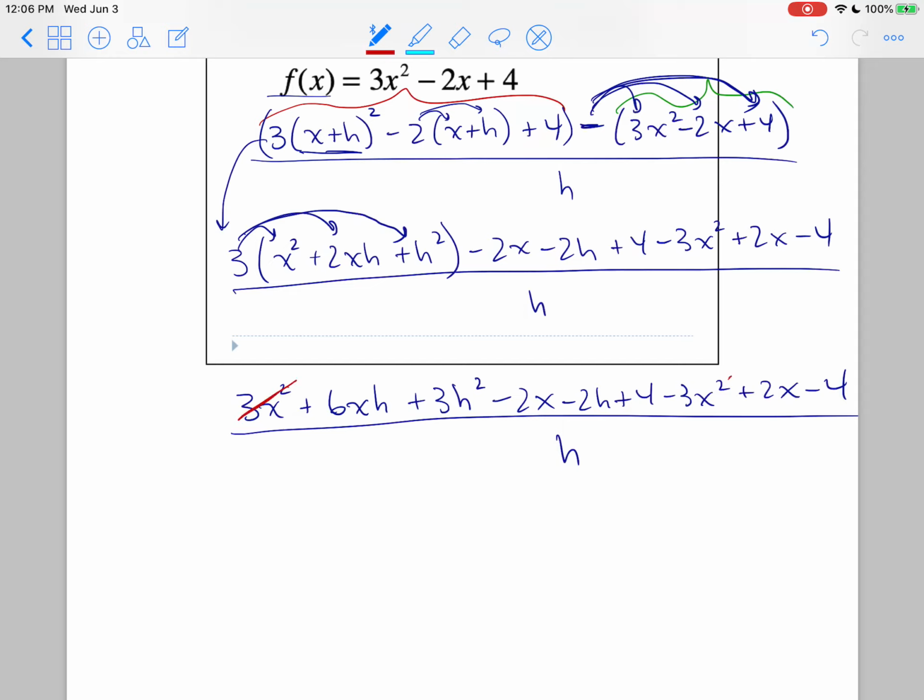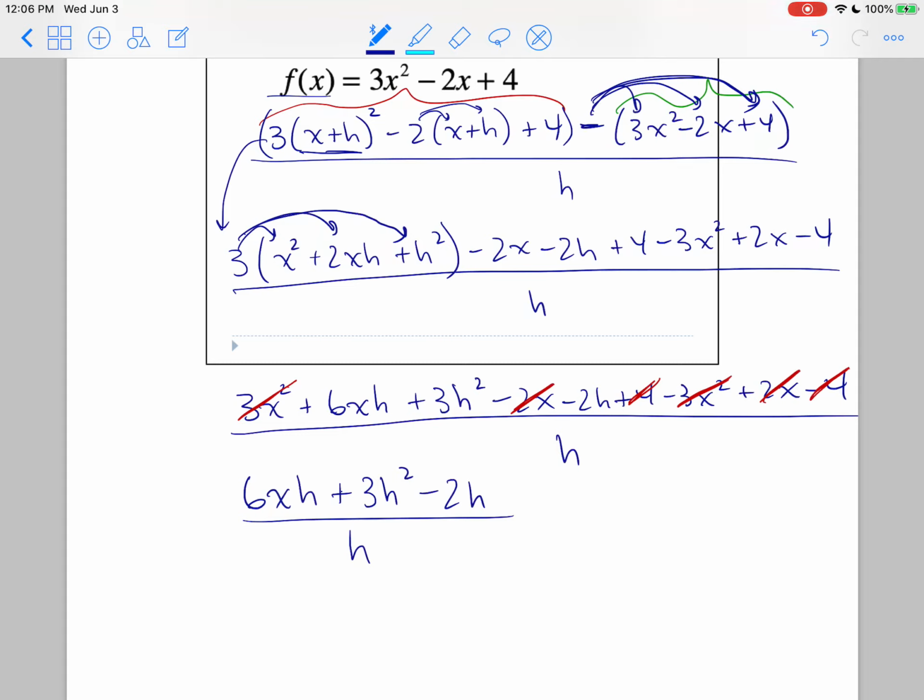because you'll notice that we have a lot of the same terms, just opposite sign. So I have a 3x squared and a negative 3x squared, which if I add them together, I get 0. I have a negative 2x and a 2x, which if I add them together, I get 0. And I have a 4 minus 4, which gives me 0. And so now I'm left with 6xh plus 3h squared minus 2h all over h.